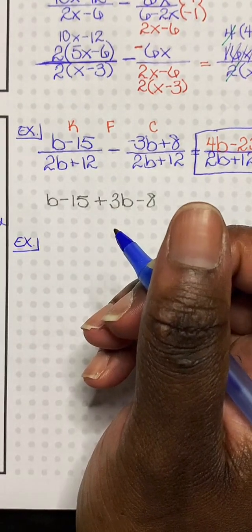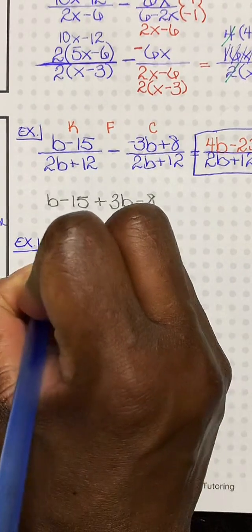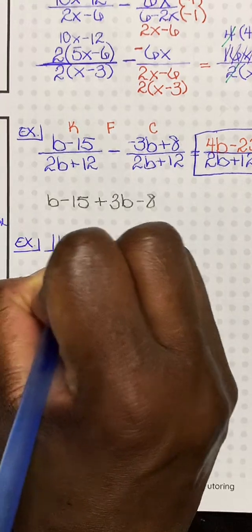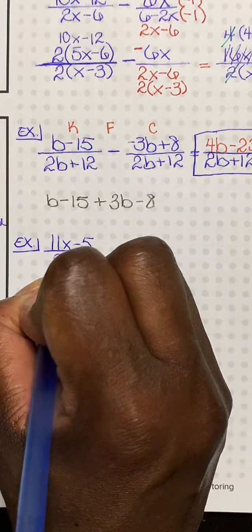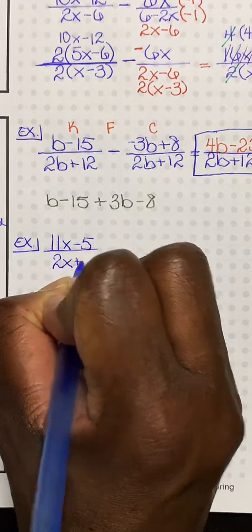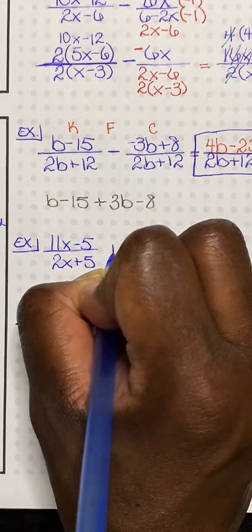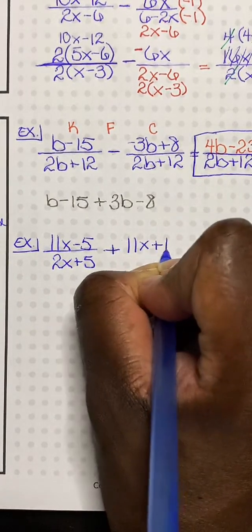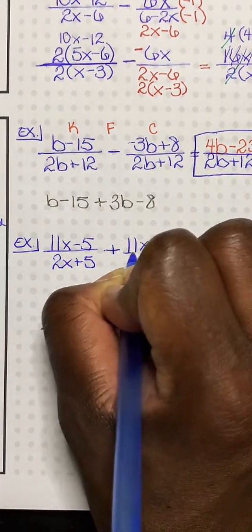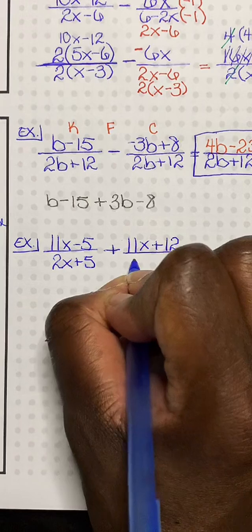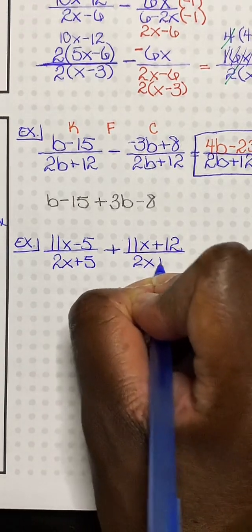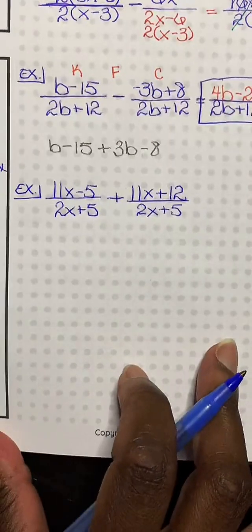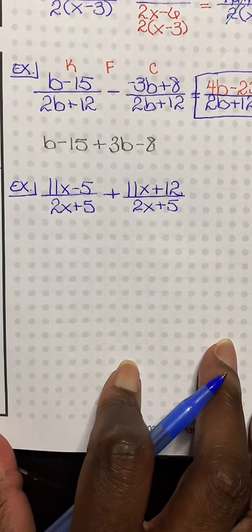All right, so let's try this one. So we have 11x minus 5 over 2x plus 5 plus 11x plus 12 over 2x plus 5. Okay, let's build up our confidence.